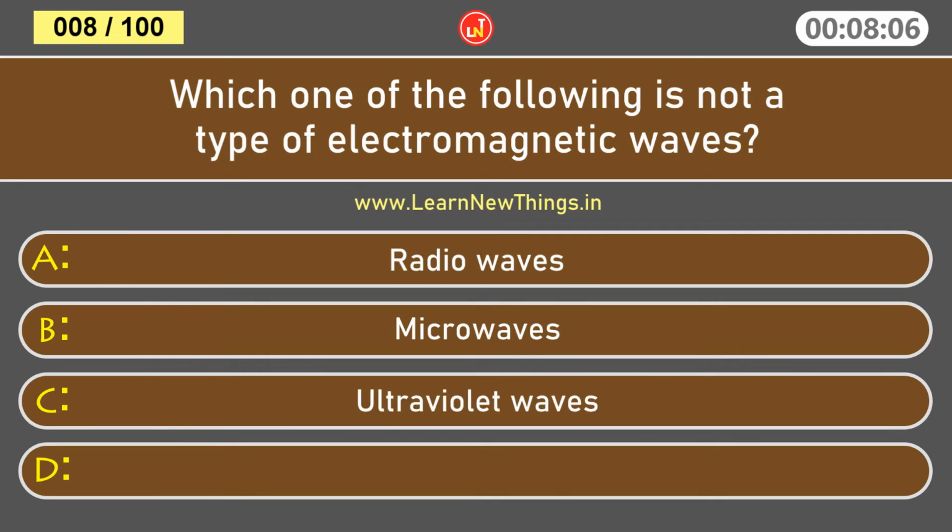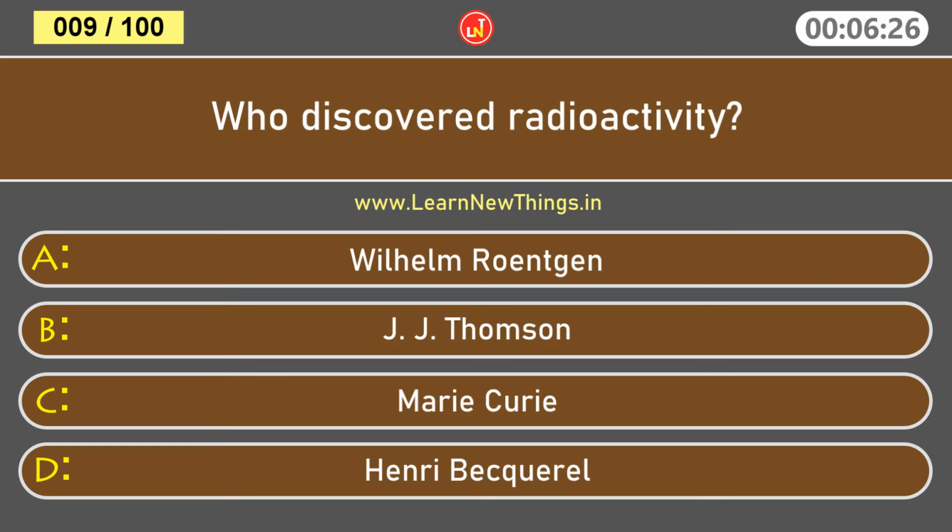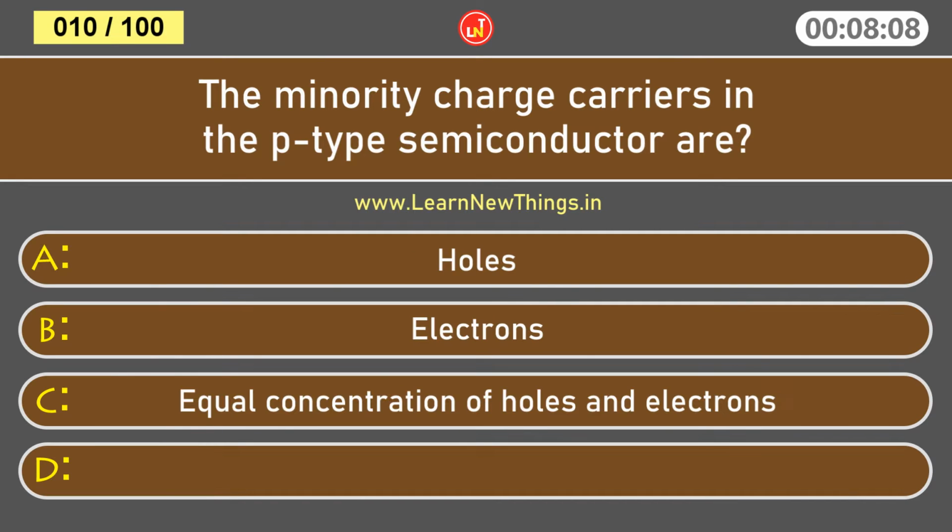Which one of the following is not a type of electromagnetic waves? Sound waves. Who discovered radioactivity? Henry Becquerel. The minority charge carriers in the p-type semiconductor are electrons.